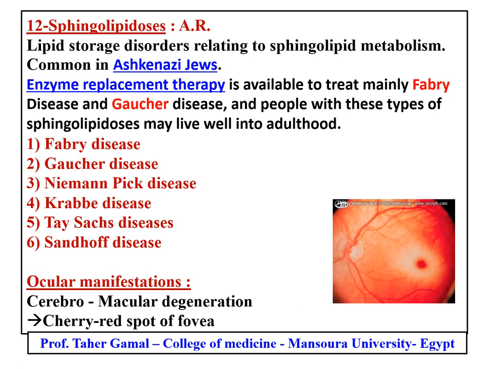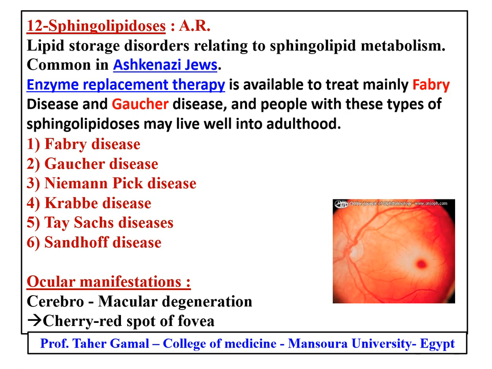Other metabolic disorder is sphingolipidosis, lipid storage disorder relating to sphingolipid metabolism, common in Ashkenazi Jews. Enzyme replacement therapy is available to treat mainly Fabry disease and Gaucher disease, and people with these types of sphingolipidosis may live well into adulthood.